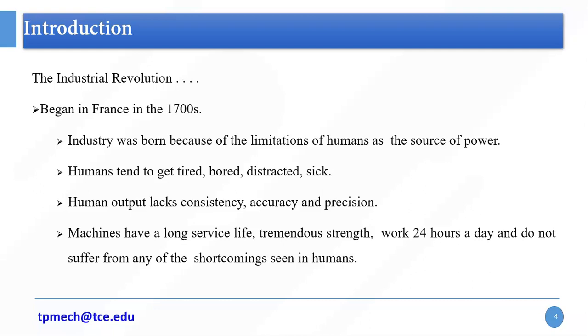Machines have a long service life, tremendous strength, work 24 hours a day, and do not suffer from any of the shortcomings seen in humans. The only thing is, we need to perform maintenance, annual or periodical maintenance. Otherwise, the machine will work consistently. Right, so this is the introduction part.